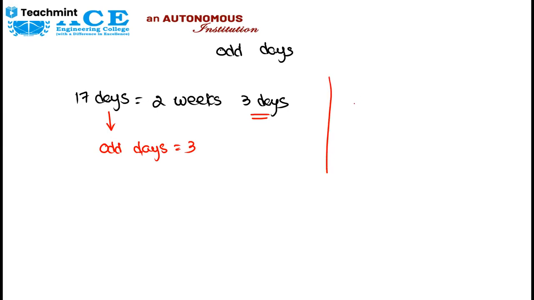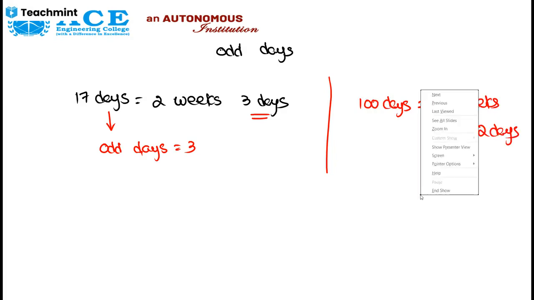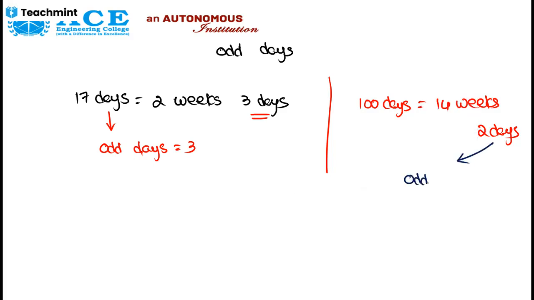Let's give one more example. Say 100 days. 100 days can be written as 14 weeks, 14 sevens are 98, so 14 weeks and 2 days, right? What is left over apart from weeks we call odd days. Here, odd days is equal to 2. So the shortcut is to divide the given number by 7. What is the remainder?